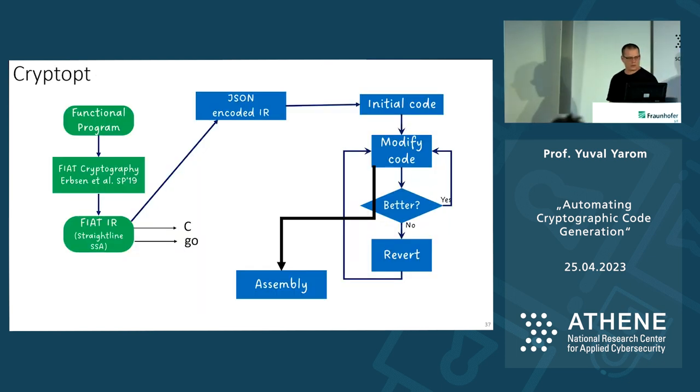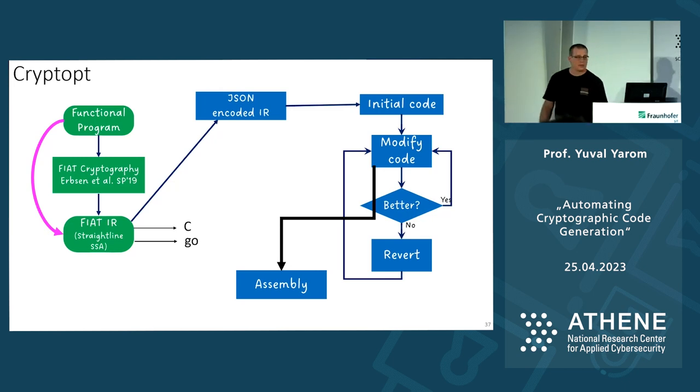Now, going back to here, another thing that Fiat Cryptography does is that it has a correctness proof that the Fiat IR implements the function correctly. So there is a proof of correctness that comes with Fiat Cryptography. And that means that code generated from Fiat IR is correct.